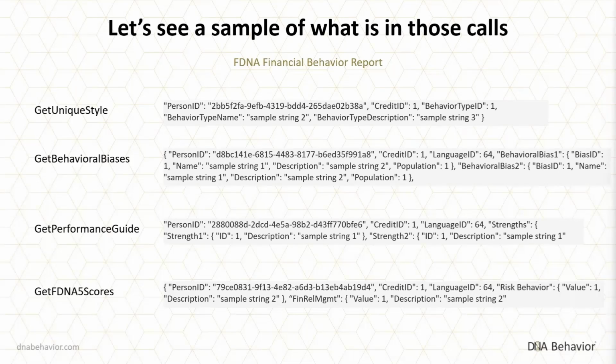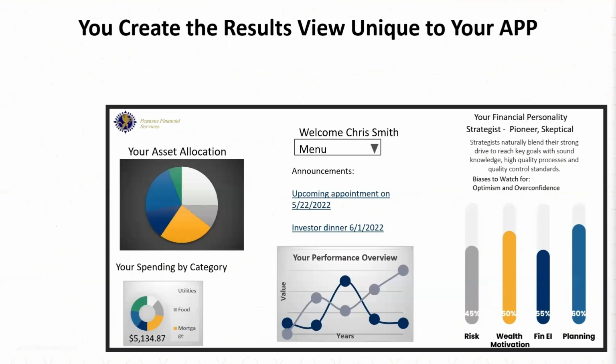Again, you don't have to use all of the information that comes back in a call, and you don't have to use the calls that we're using. You certainly want to build something that is unique to you. So for example, you might build something that's really unique that looks like this, where you have a menu, you have some announcements about your upcoming appointments or an event that's happening in your world. You might have a performance overview and maybe a budgeting area and an asset allocation area with your logo.